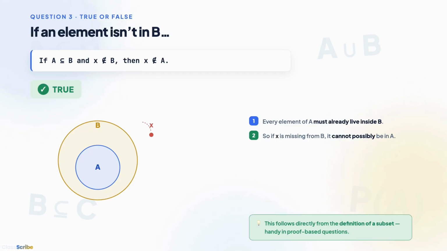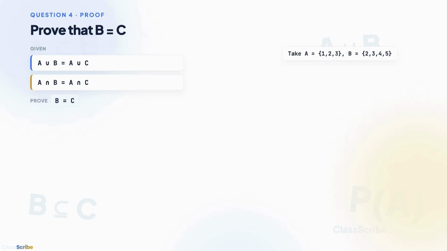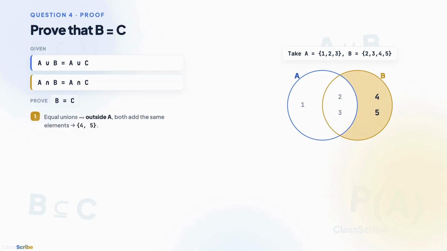Finally, let's solve the proof question. We are given that A union B equals A union C and A intersection B equals A intersection C. We need to prove that B equals C. Instead of memorizing a proof, first understand the meaning of the given conditions. The first condition tells us that adding B or adding C to A produces exactly the same collection of elements. The second condition tells us that the elements common with A are also exactly the same in both cases.